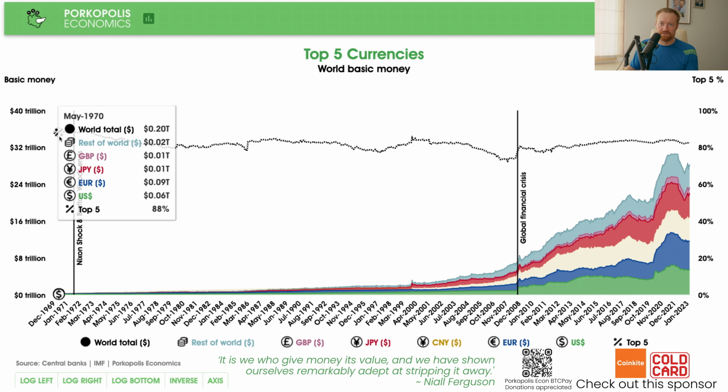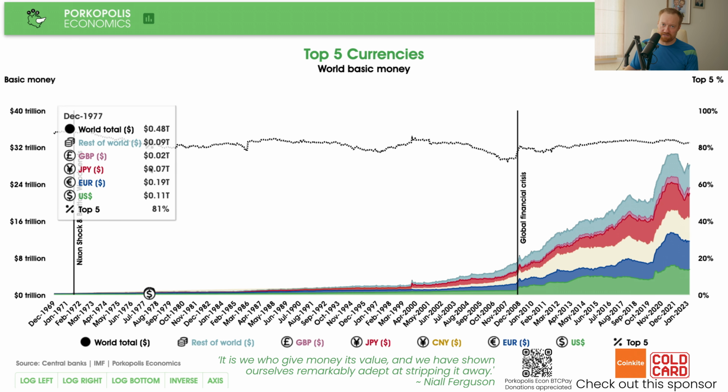So you see here, I start tracking this after the Nixon shock, or right around just before the Nixon shock, actually, start of the 70s. All the basic money I can count up there. Note this is in trillions, dollar trillion equivalent, and the world total is about 180, 200 billion in December 1969. And as we move up the stack here, we can see, you have the euro here.